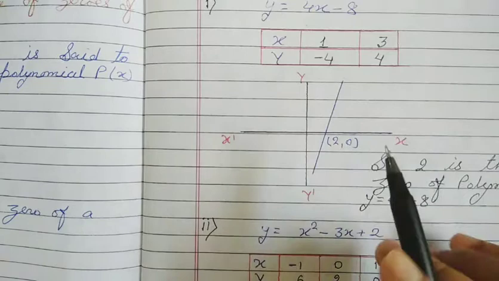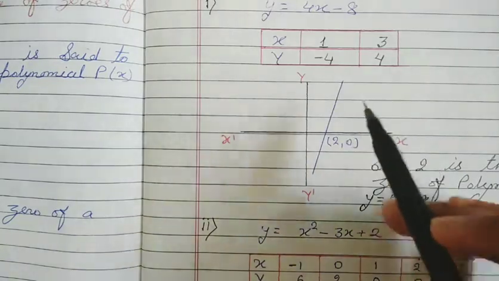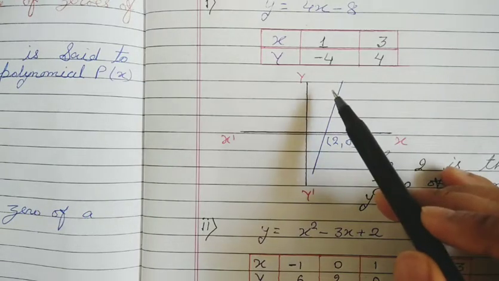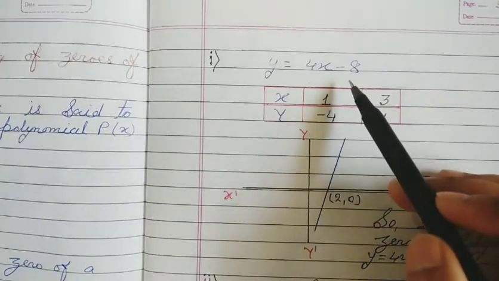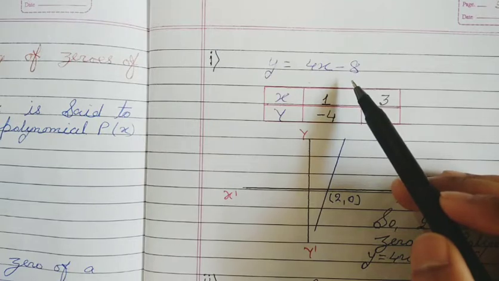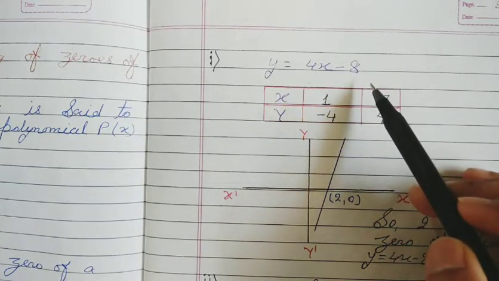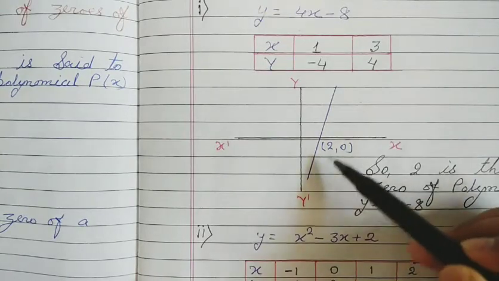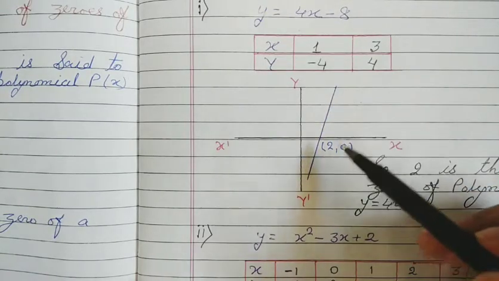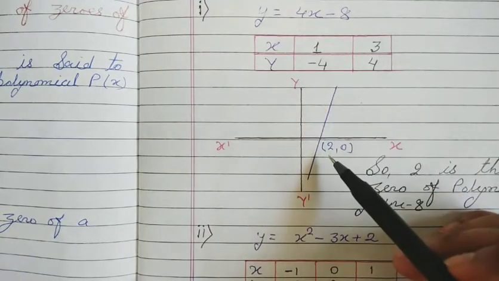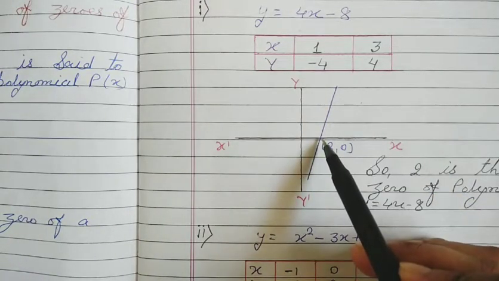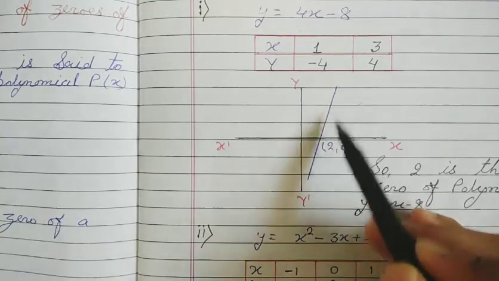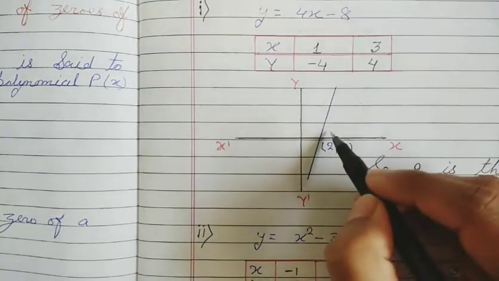This is not an exact graph, but if you draw it on the graph paper, you will get a graph something like this. Actually this is a linear polynomial. That's why the graph of a linear polynomial is always a straight line. You can see this is a straight line, and this graph intersects the x-axis. Here this is the x-axis. Here the graph of the polynomial intersects at this point. Suppose this point is A.